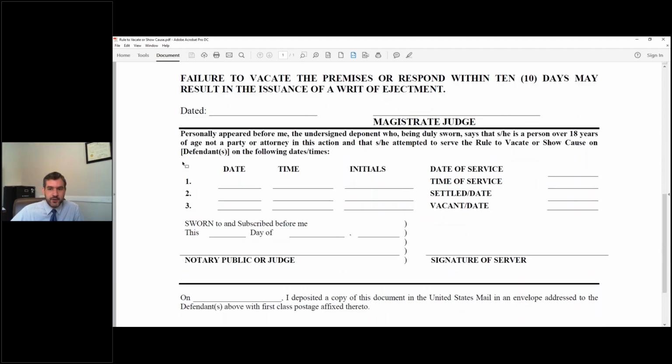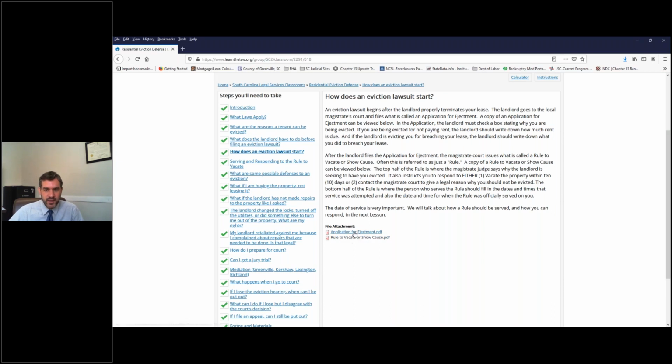And at the bottom here are some entries for where the sheriff or magistrate's constable who serves the rule to vacate is supposed to note the attempts made to serve it, and then finally the date of service, because the date of service again will trigger your 10 days to respond. So we have those documents linked at the bottom of this lesson. And it's pretty straightforward. That's how an eviction action starts.